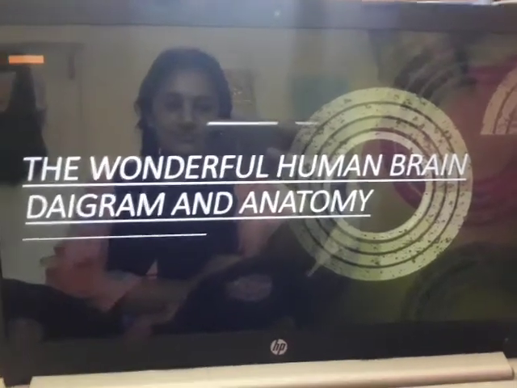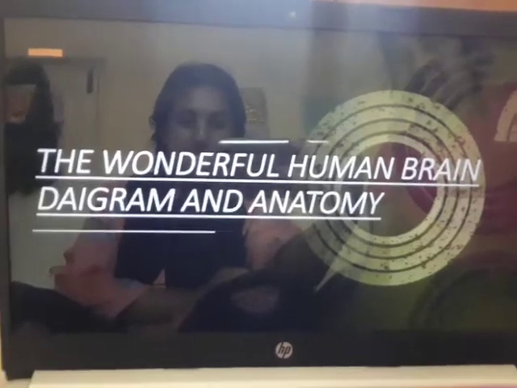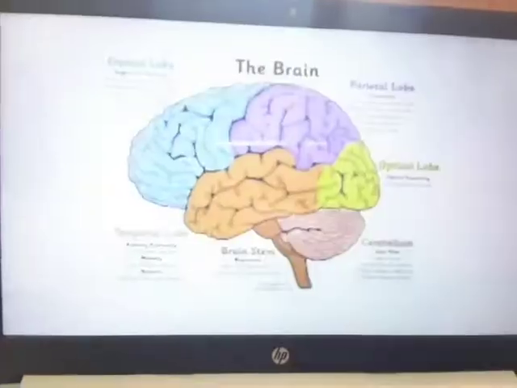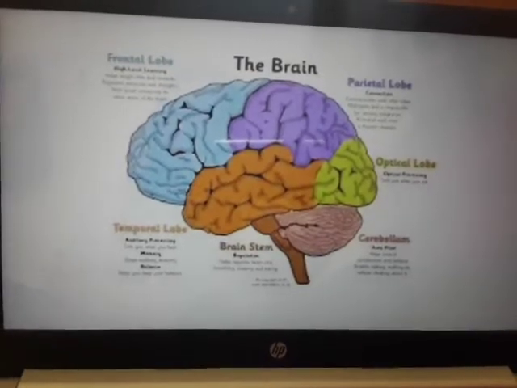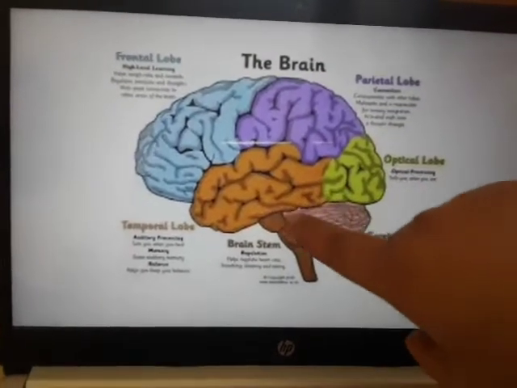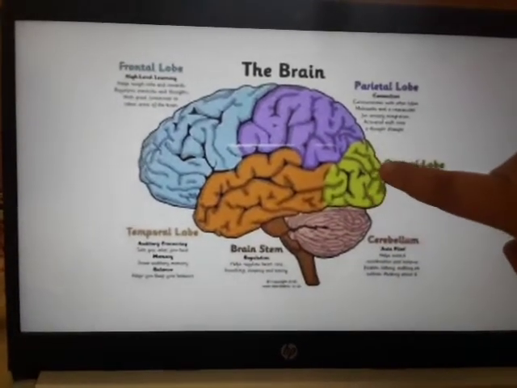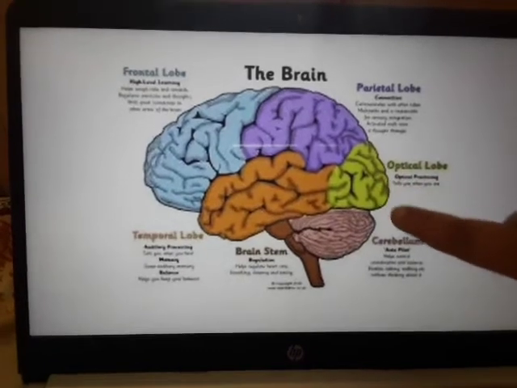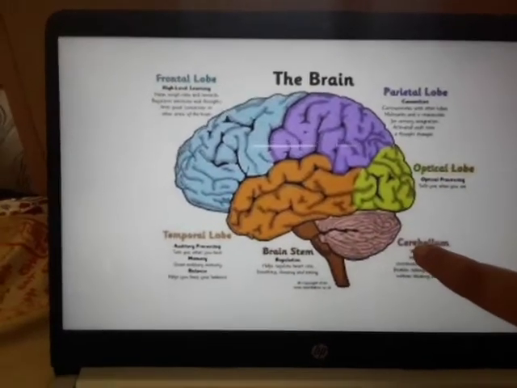The wonderful human brain diagram and anatomy I'm going to show in this video to you. This is the compartmentalization of the brain. This is the frontal area, this is the temporal connected to the ear, this is the occipital where the eyes connect, and this is providing the extra space, the cerebellum.